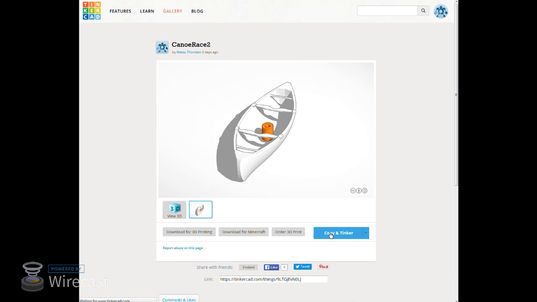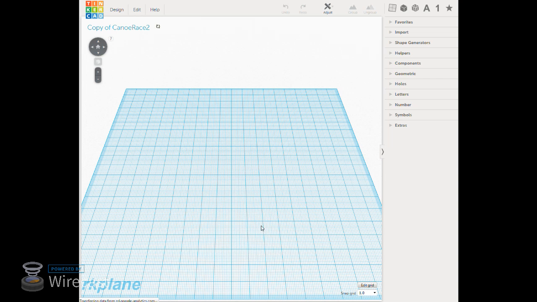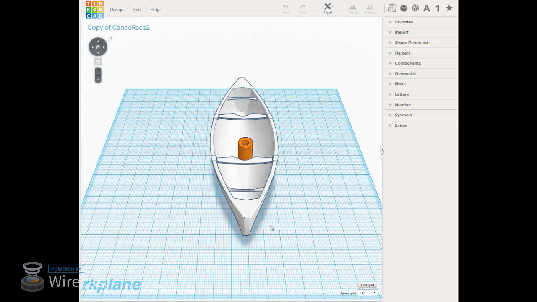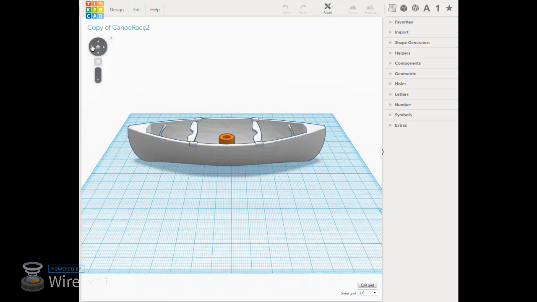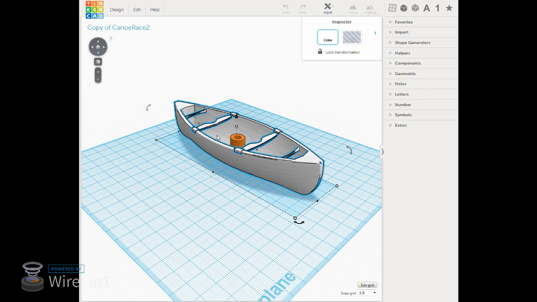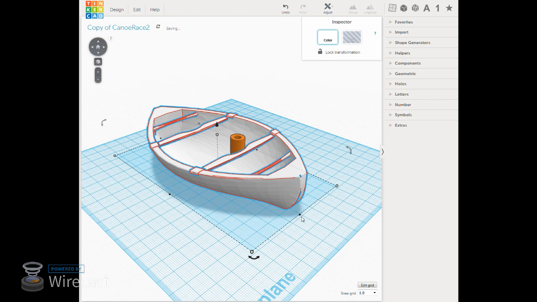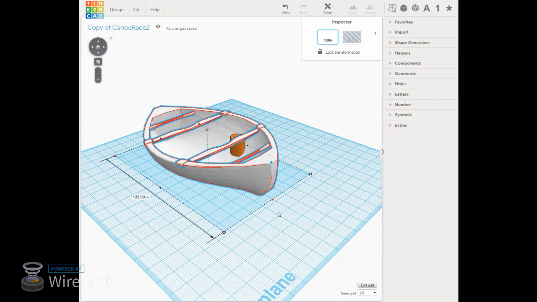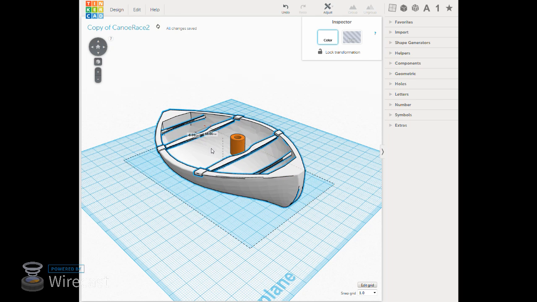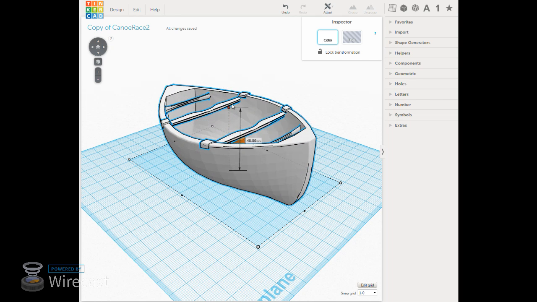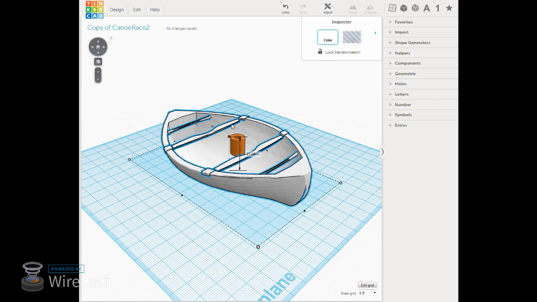We can click copy and tinker, and you end up with this nice 3D model that one of our staff made. So Matsu made this. So here's our canoe. And if you click the canoe, you can change the dimensions to match the dimensions of the canoe that you designed earlier in the activity. So you can make it wider, you can make it shorter if you want, you can make it tall or very shallow.